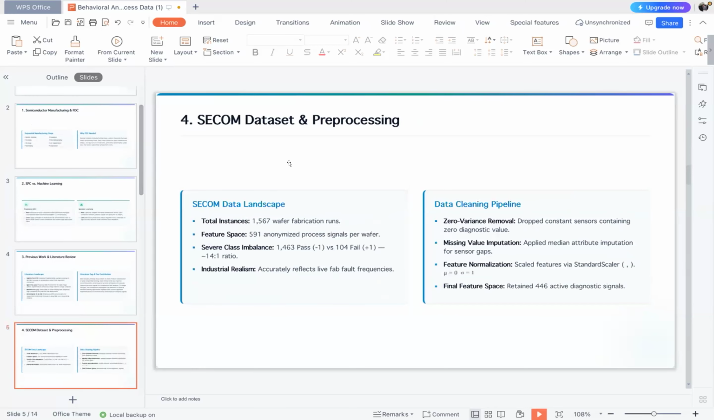This is about the dataset we have used, the SECOM dataset, which is a public dataset for semiconductor manufacturing, which has 1567 wafer fabrication runs, and it has 591 anonymized process signals per wafer.